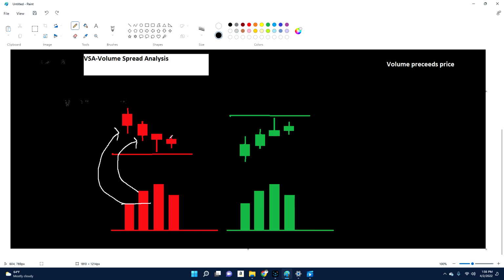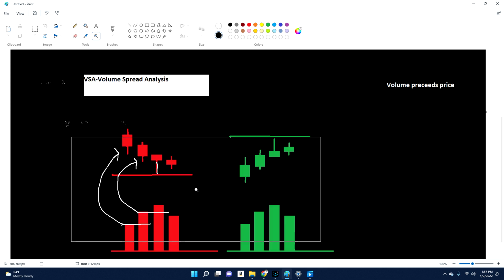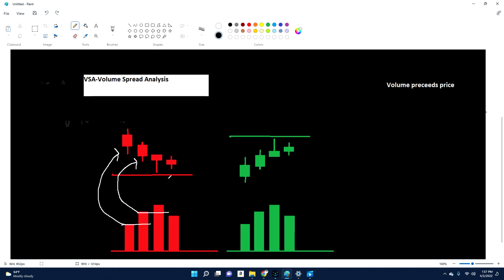That means that this candle opened here, sold all the way down, but there were some buyers that stepped in here and pushed it back up to close off of its low. Okay, that's a classic sign of a rejection of lower prices. Classic sign, and on heavy volume. It's on heavy volume. So now you're really worried.